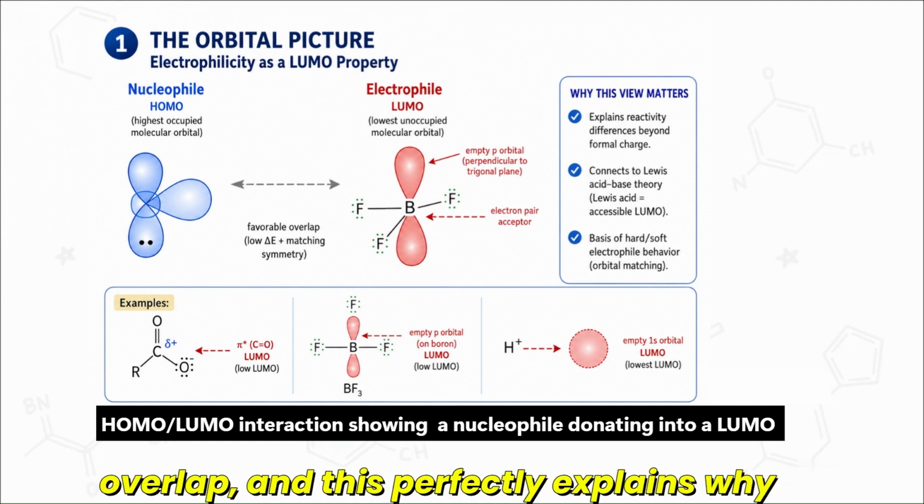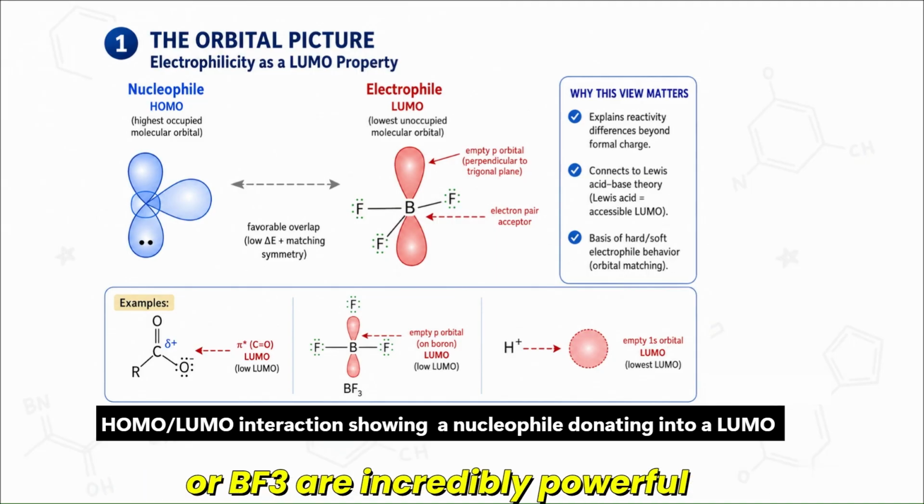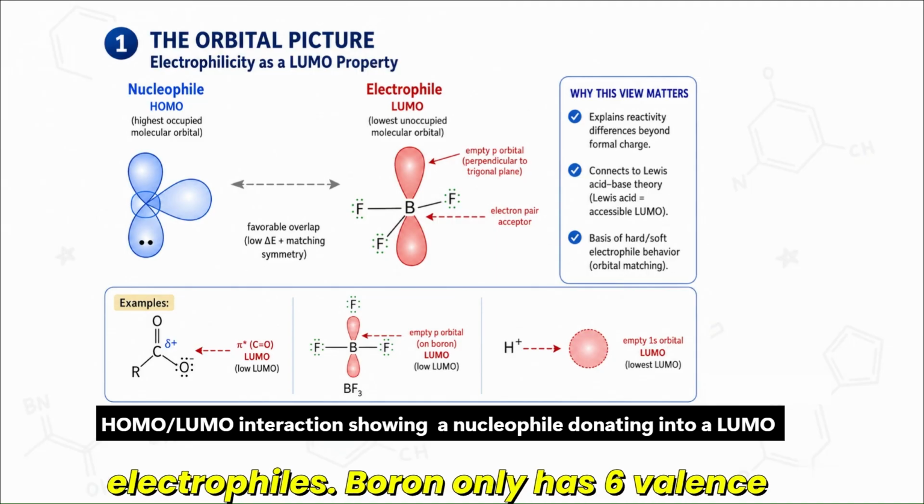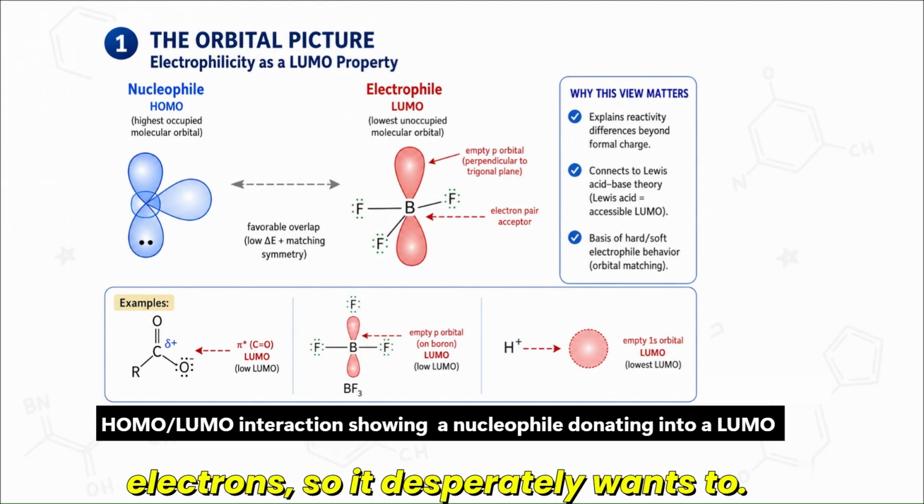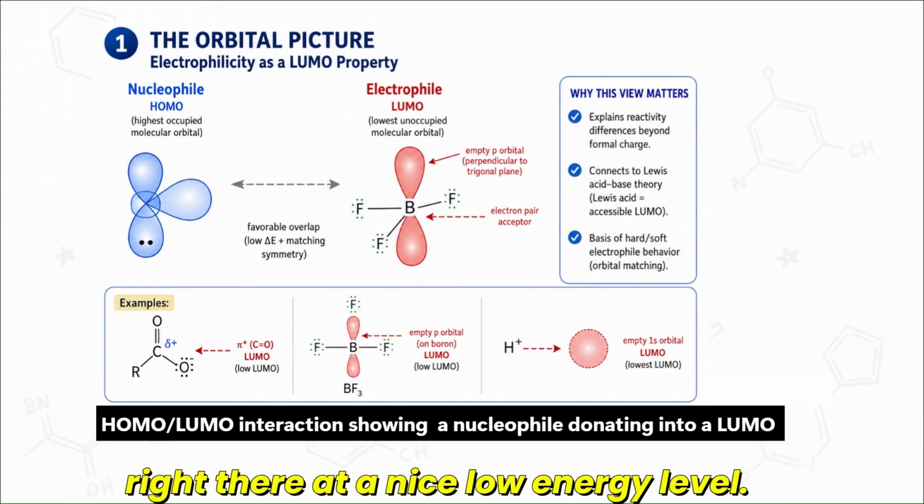And this perfectly explains why neutral molecules like boron trifluoride, or BF3, are incredibly powerful electrophiles. Boron only has 6 valence electrons, so it desperately wants 2 more, and it has an empty p orbital sitting right there at a nice low energy level.